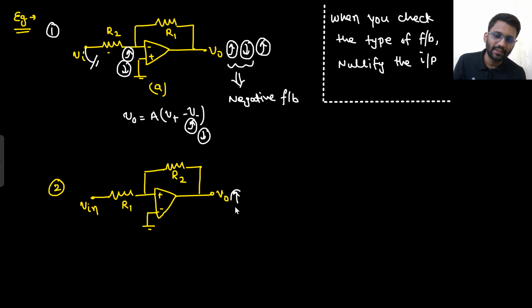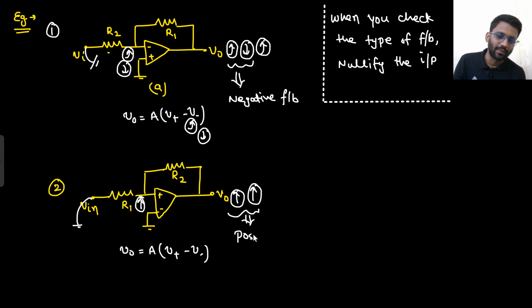So if this voltage increases, then what will happen? Input is already shorted. This voltage increases, then this voltage will increase. What is your output? Output is A into V positive minus V negative. So if this voltage is increasing, that means this voltage will certainly increase. If this increases, it will keep on increasing. So that's why it is positive feedback. So this was the example of negative and positive feedbacks.